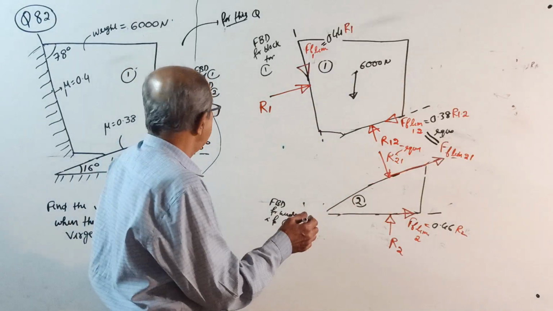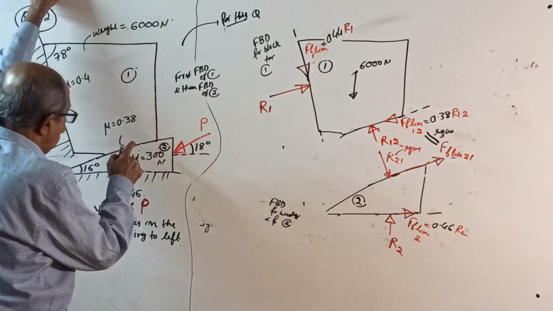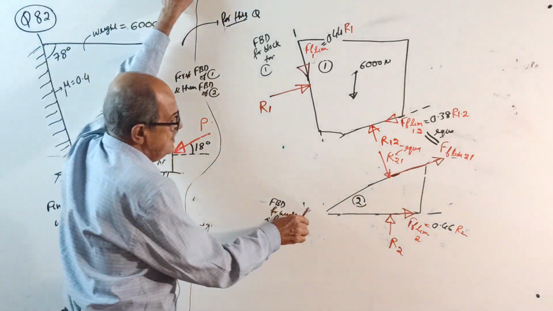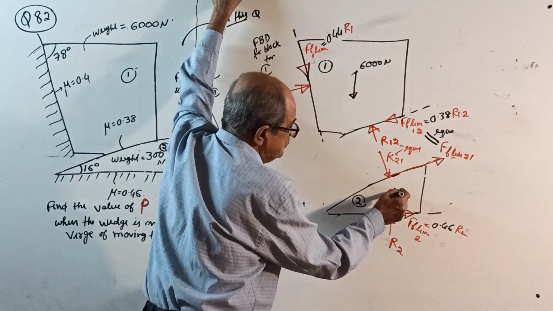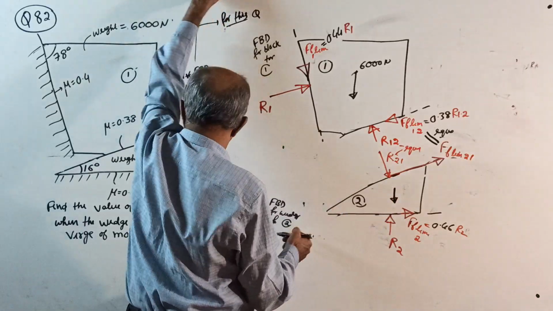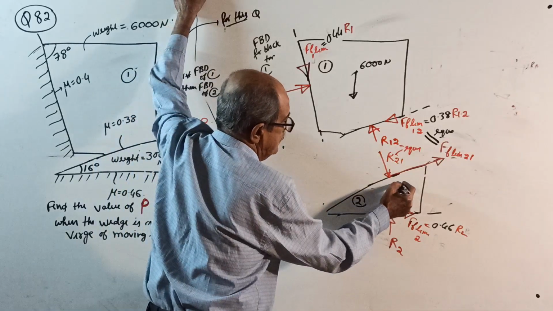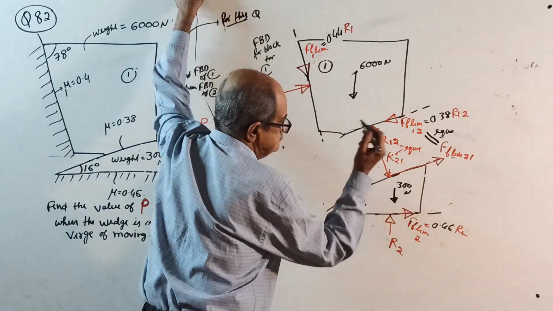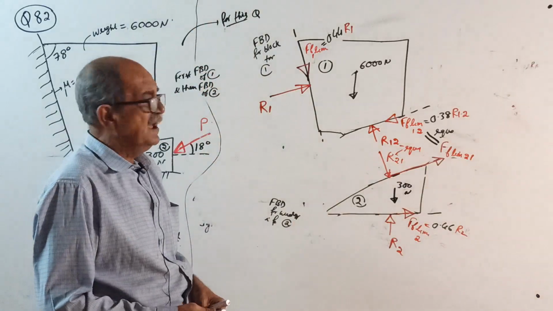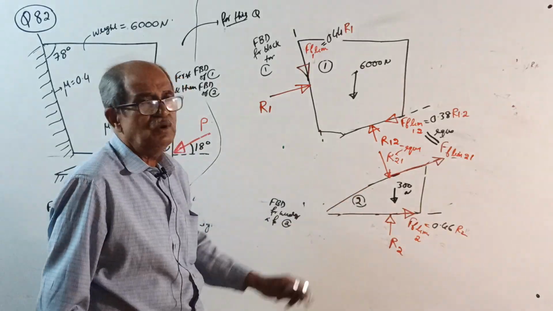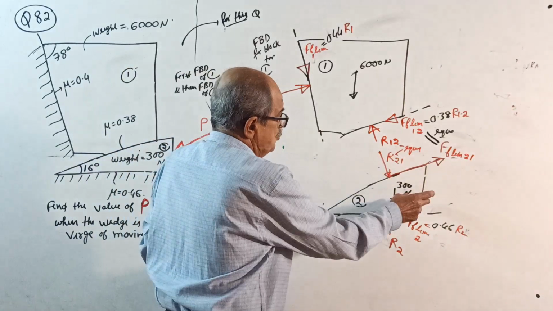Now one more thing is there. In this question, the weight of the wedge is given as 300 Newton. Where does it act? It is almost triangular, so somewhere through the CG, the centroid, the center of gravity. Last time this weight was negligible, so not written. This time it is given in the question, so write it. Mark this 300. Don't measure.